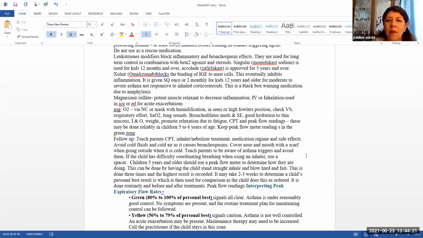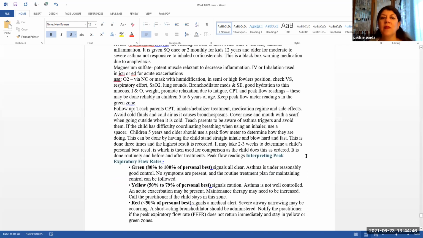Xolair or omalizumab blocks the binding of the IgE to mast cells. This eventually inhibits inflammation. It is given subcutaneously once or twice monthly for kids 12 years old and older for moderate to severe asthma that's not responsive to inhaled corticosteroids. This does have a black box warning for anaphylaxis.